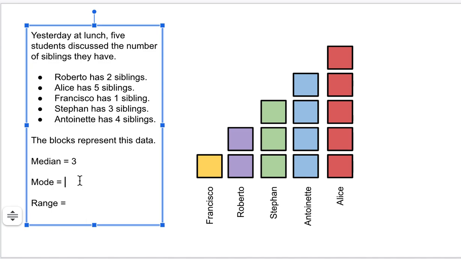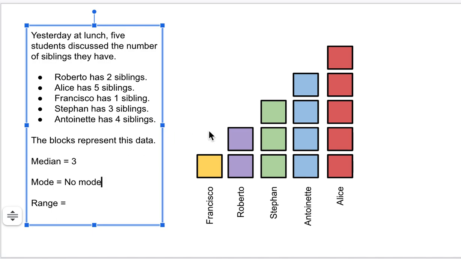How about our mode? Well, our mode is the value that occurs the most. Is there a value here that occurs more than any of the other values? Let's see, we have 1, 1. We have 1, 2. We have 1, number 3. We have 1 student with 4 siblings, and we have 1 student with 5 siblings. You know what? Each of these values occurs only one time. There's not a value that occurs more than any of the others. That means that there is no mode for this particular data set. All the values are different.